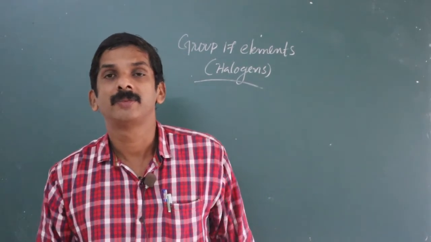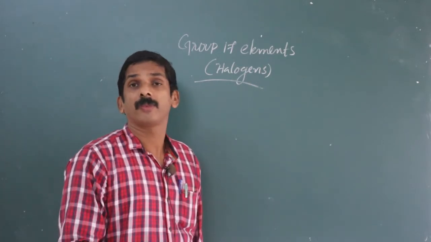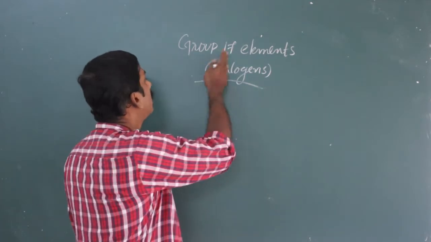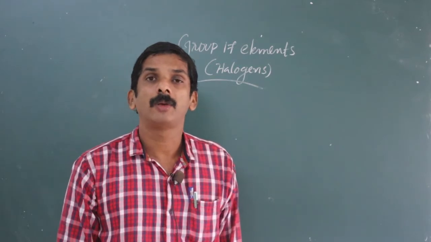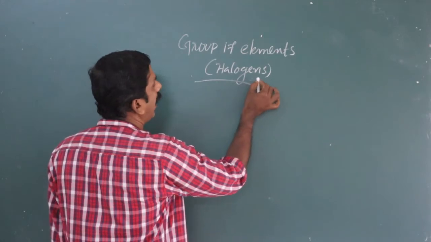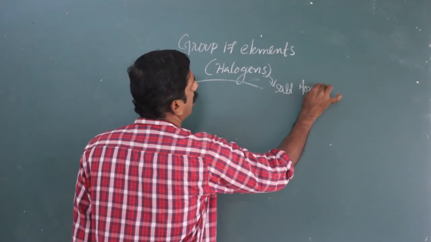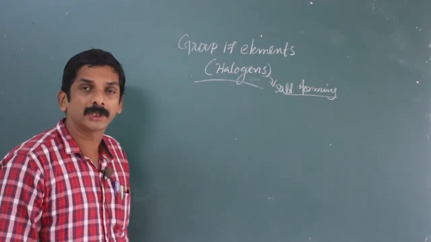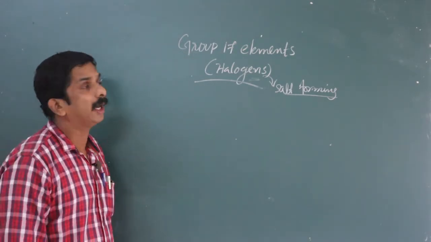Good morning, students. In P block elements, two more groups of elements remain, and group 17 elements. Now we can discuss group 17 elements. They are also called halogens. Halogen means salt forming elements. In the previous case, we used the term chalcogen. Chalcogen means ore forming elements.